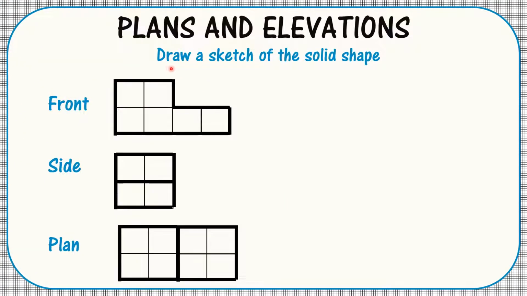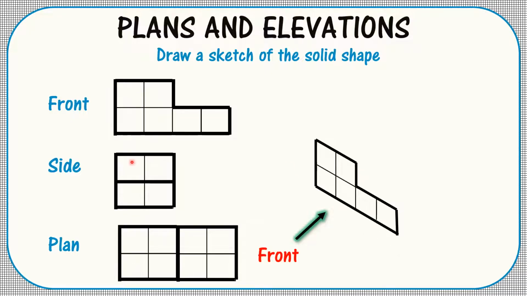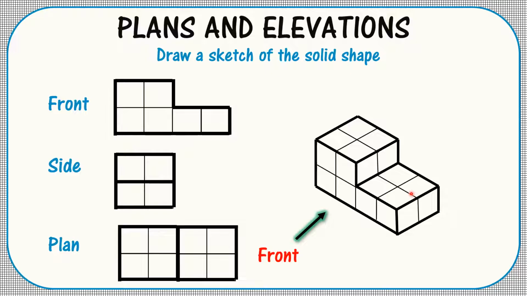For this question, it asks us to draw a sketch of the solid shape. So what we will do, we will label this as the front. As you can see, the front will be drawn as shown. The side will be drawn like this. And the plan is this 4×2. So this is a sketch of the solid shape which we got from the front, side, and plan elevations.